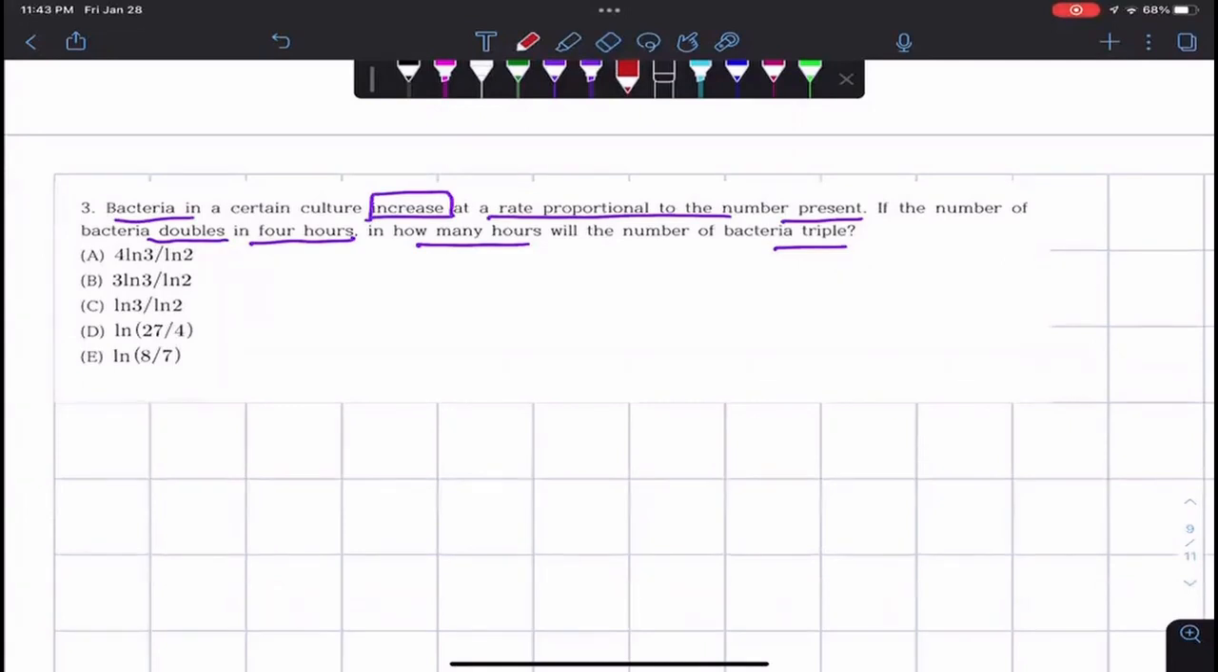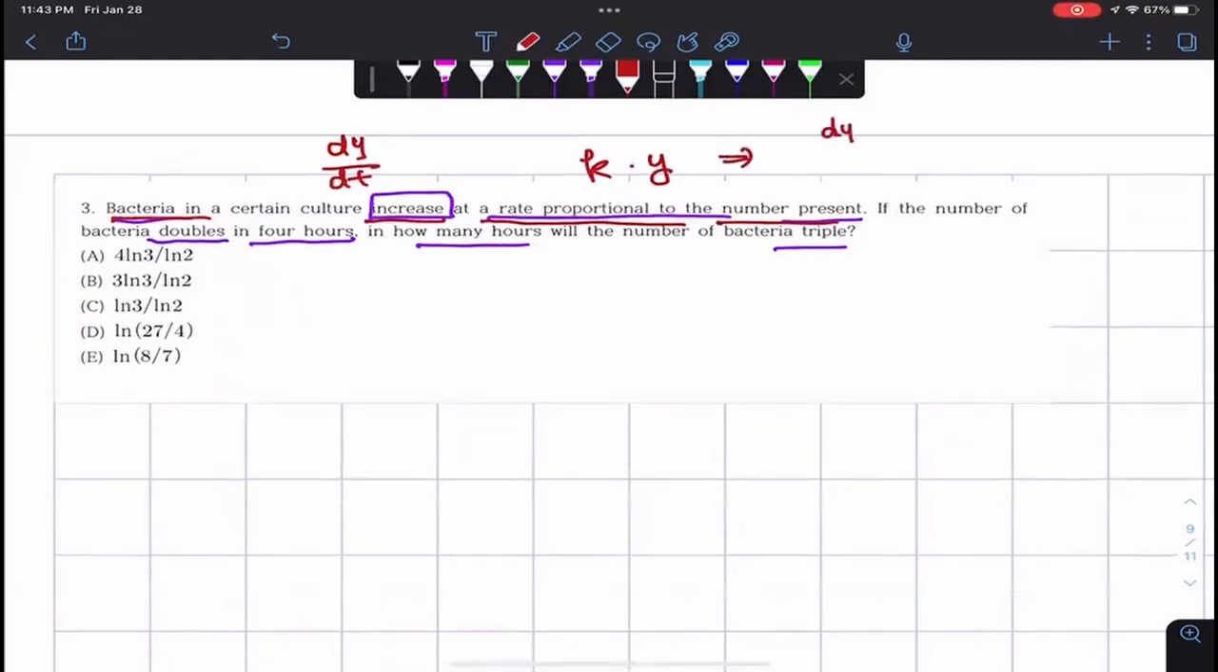Looking at the statements, bacteria increases. In other words, this is dy over dt. At a rate proportional to, we need a constant k. The number present is y. So we can rewrite it like this: dy over dt equals k times y.